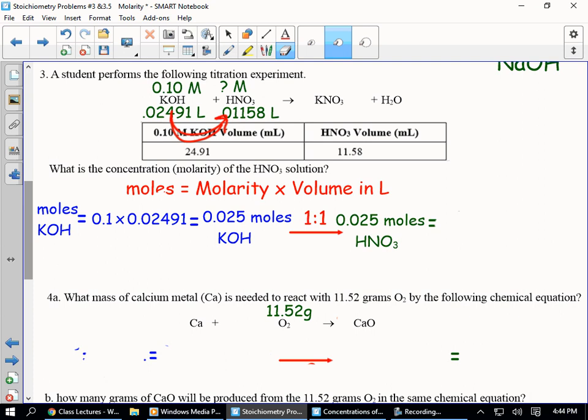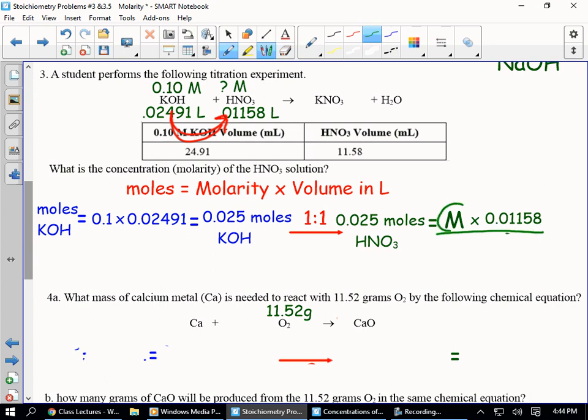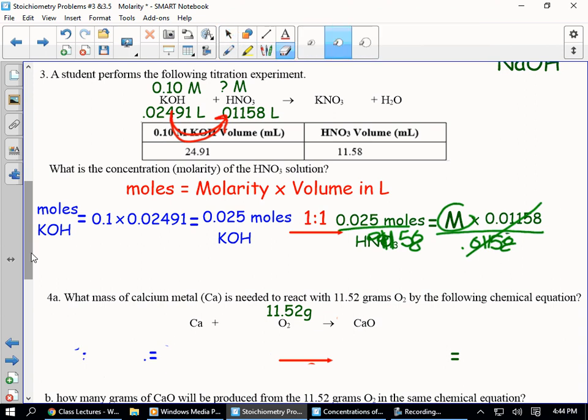Again, we're looking for the molarity. We have moles, we have volume, so I'm going to say M is equal to, and then I'm going to plug my volume in, and then how do we solve for this? Divide to get M by itself by 0.01158. When you do that, you end up getting 0.22 molar HNO3.